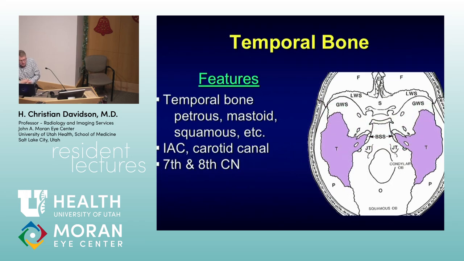Temporal bone also has a fairly complex anatomy. The components of the temporal bone are the petrous, where medially the inner ear sits, the mastoid, and the squamous bone, which is part of the calvarium. And it houses the 7th and 8th cranial nerves and, of course, the carotid artery.